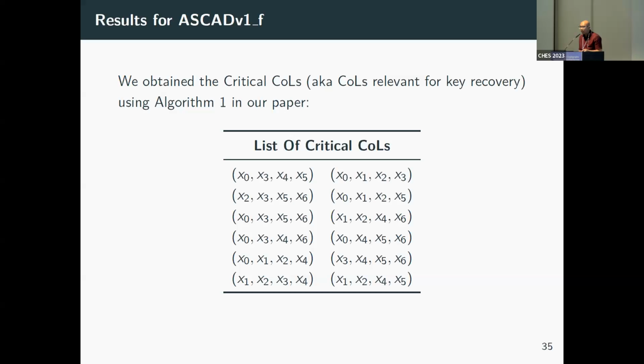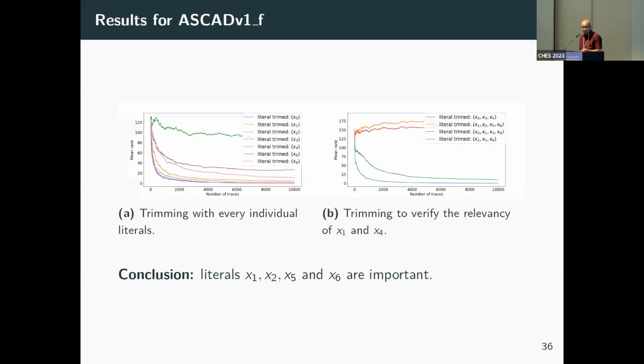However, when we look at the number of disjuncts, there are actually a lot more. So we need to cut it down. So we use the second approach, based on the combination of literals. We use an algorithm in our paper to obtain what we call critical combinations of literals, also known as the combinations of literals that are relevant for key recovery. So this is the list. Then we trim it and we obtain X1, X2, X5, X6 as the most important literals for key recovery.